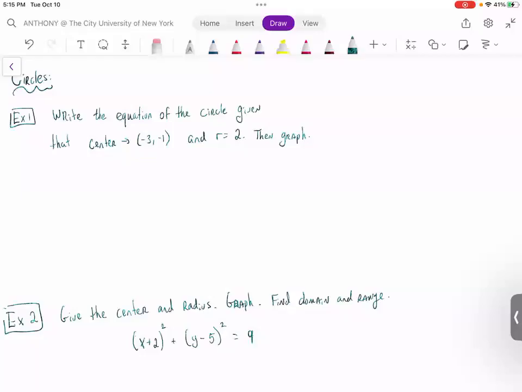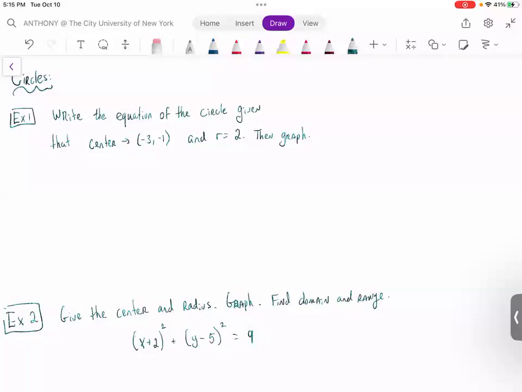Alrighty. So here I have two examples of circles. Both of these problems ask you to do almost the same thing, right? The first one says write the equation of a circle given its center and radius. Then you make a graph. In the second example, you begin with the equation of a circle, and then you want to give the solution in terms of what is your center, what is your radius, make a graph of it, and then there's one more application, just finding domain and range, okay?